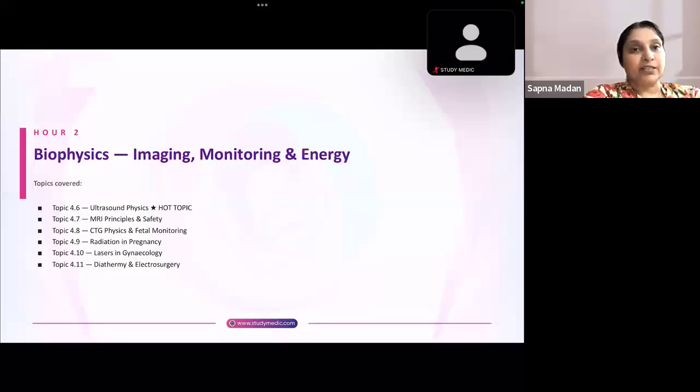MRI principles and safety, where I think a lot of us get confused because we refer to the radiologists and they give us their information, and we just kind of read it. But it is important now for your MRCOG exams, part 1, part 2, and part 3, to understand what T1 and T2 are. Not basically the physics behind it, in brief about the physics as well, but the images.